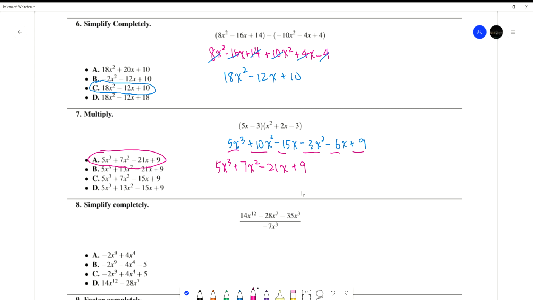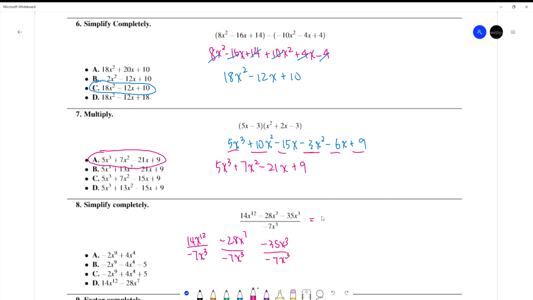Okay, number 8. Remember, when we divide by a monomial, you just divide that into every single term of the numerator. So we have 14x squared over negative 7x cubed, negative 28x seventh over negative 7x cubed, and negative 35x cubed over negative 7x cubed. So do these individually, and what do we get?